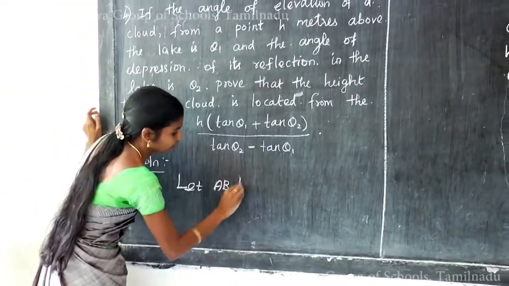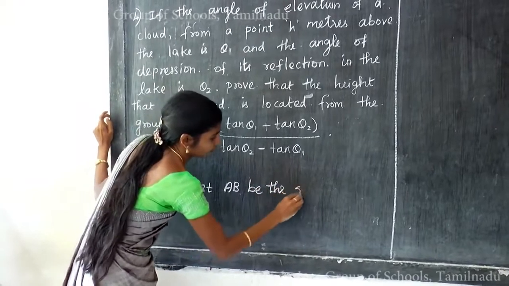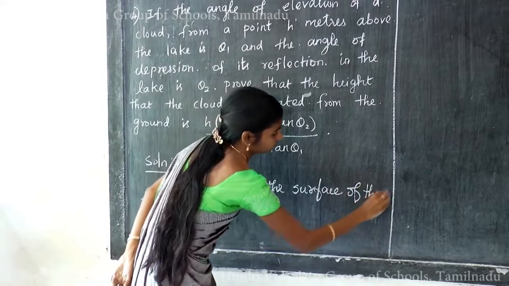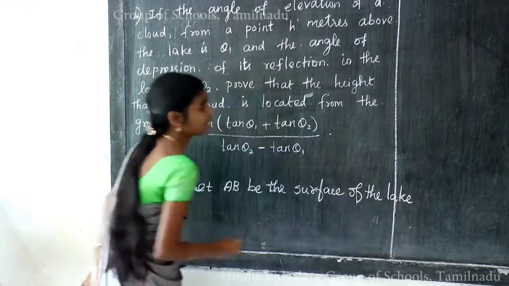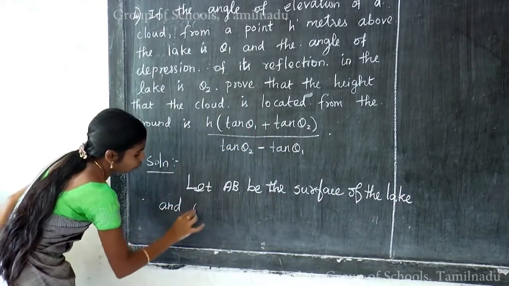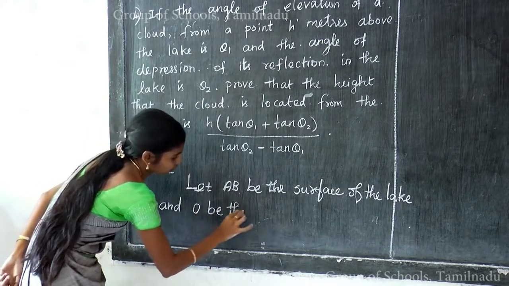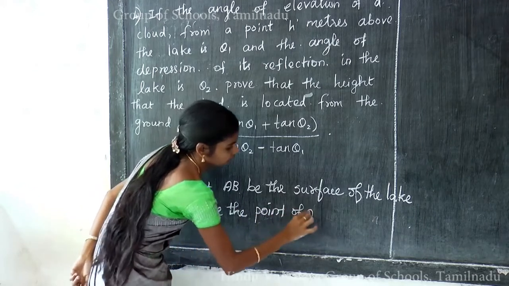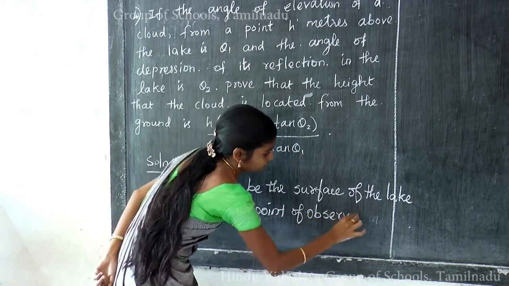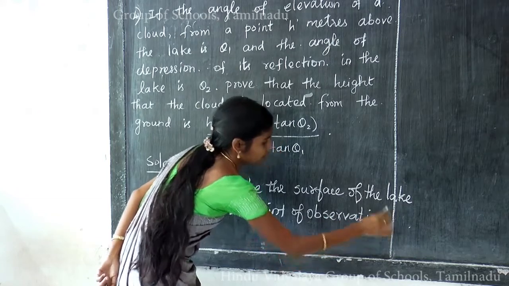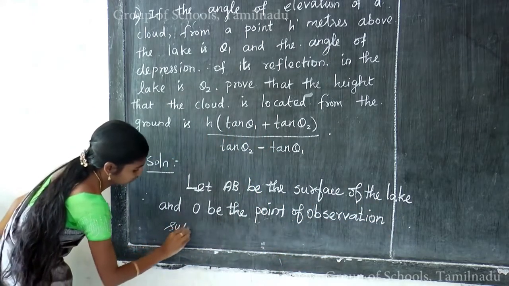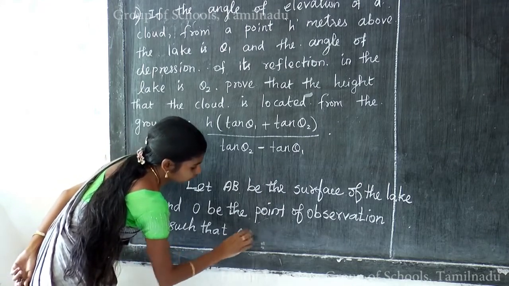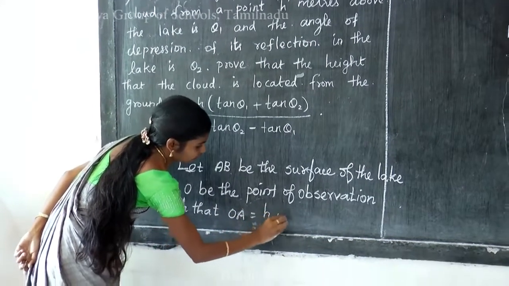Let AB be the surface of the lake and O be the point of observation, such that OA is equal to h meters.